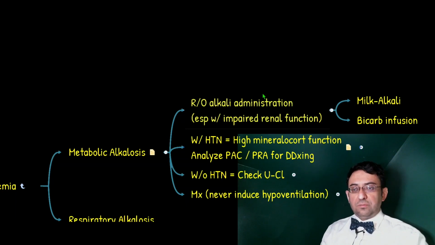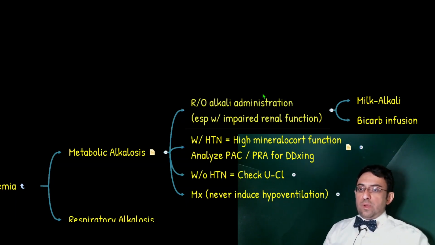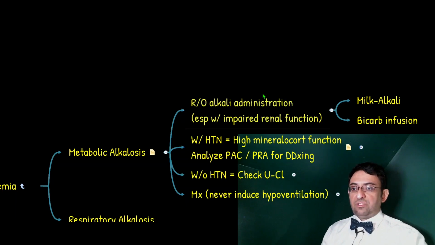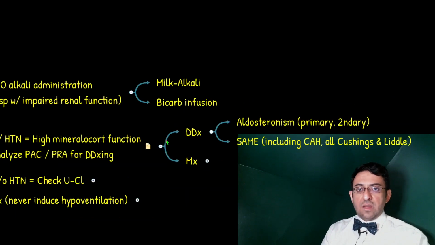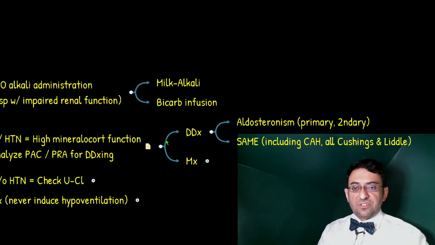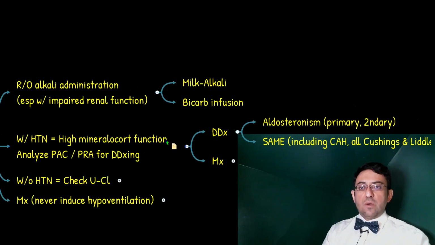Continuing our case, you notice that the patient with metabolic alkalosis has hypertension. What is the next step in the assessment of this patient? Two possible differential diagnoses exist. One is hyperaldosteronism, either primary or secondary, and the other possibility is syndrome of apparent mineralocorticoid excess. And to differentiate them, we need to analyze PAC to PRA. That's plasma aldosterone concentration to plasma renin activity.